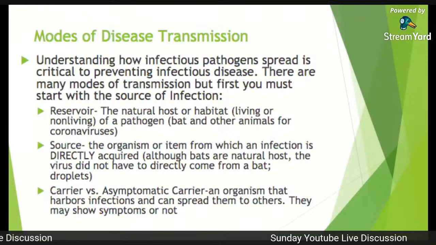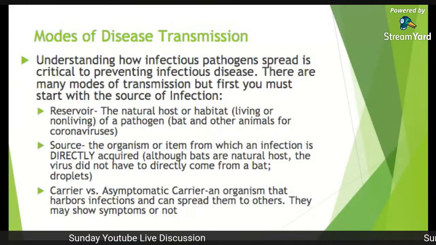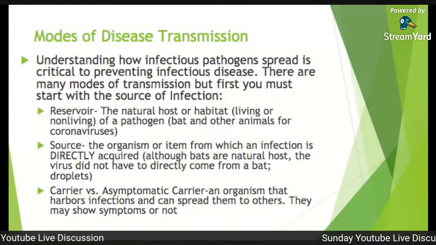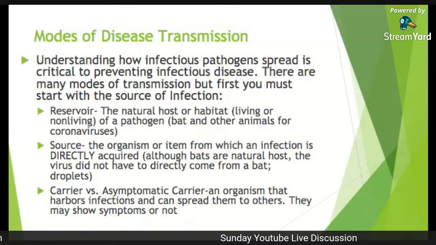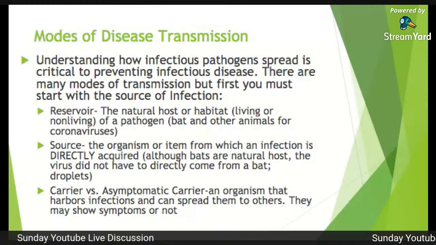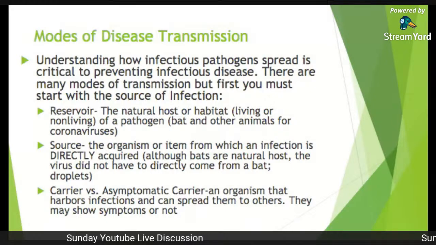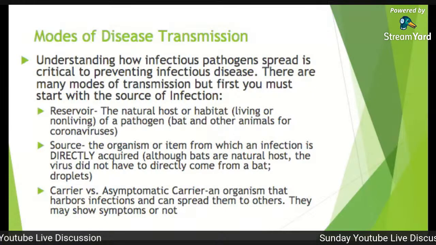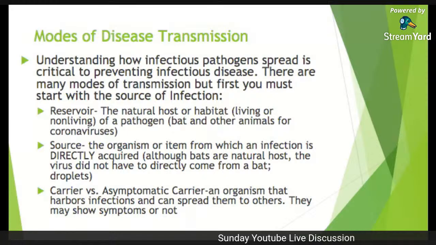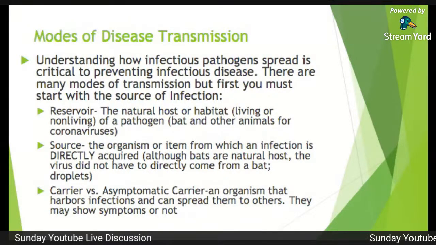You're going to look at a reservoir. A reservoir is the natural host or habitat, living or non-living, of a pathogen. An example is the coronavirus that we have circulating, SARS-CoV-2. They're saying that it has a natural host in the bat, but there are other animals that are host to coronaviruses. Then there's the source: the organism, or an item from which the infection is directly acquired.